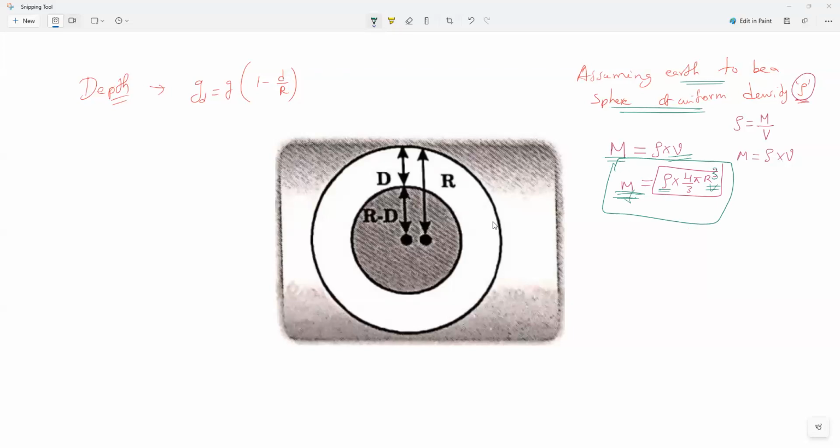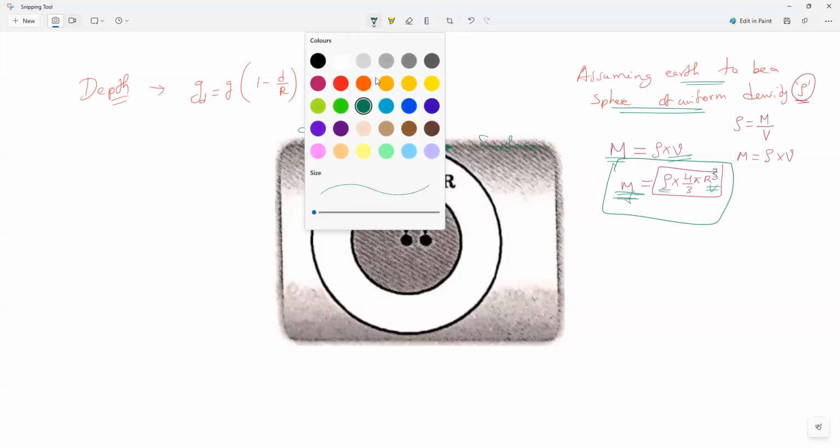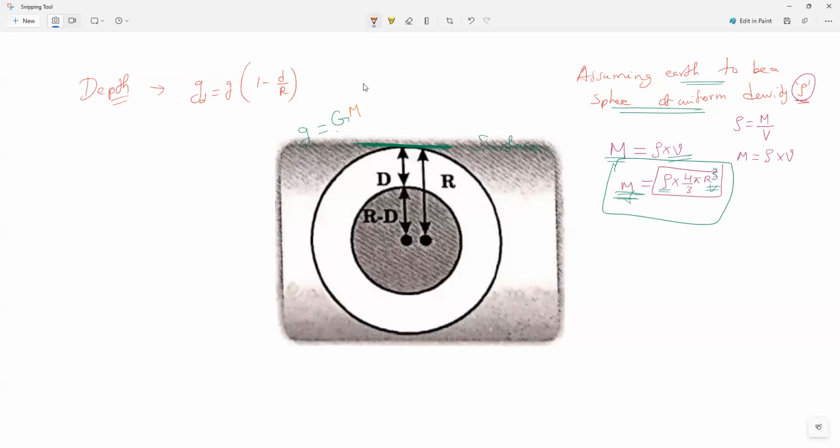Let us see. I am at the surface. Can you tell me what is the g value formula at the surface? Speak loudly. g is equal to capital G into capital M divided by R square. That is equation number 1. Any problem for anybody?